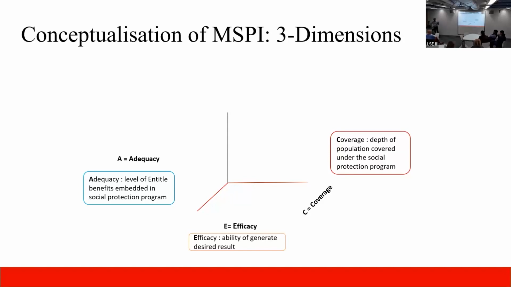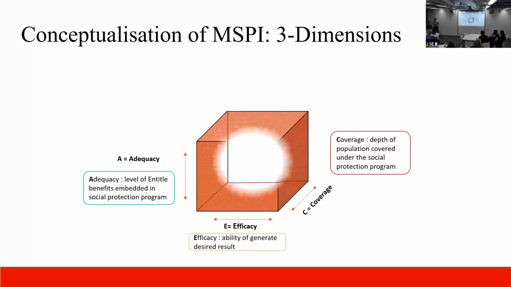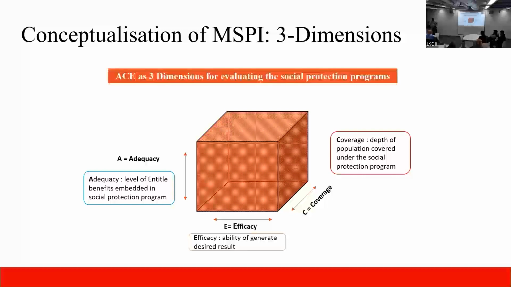So when we evaluate all three dimensions together, only then can we say that we have assessed that program completely or comprehensively. So these are the three dimensions for evaluating a social protection program, which I am calling ACE: adequacy, coverage and efficacy.